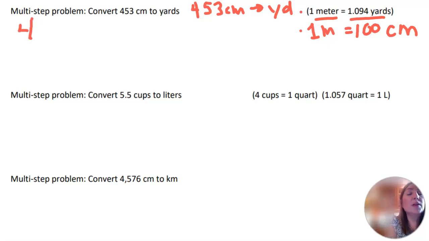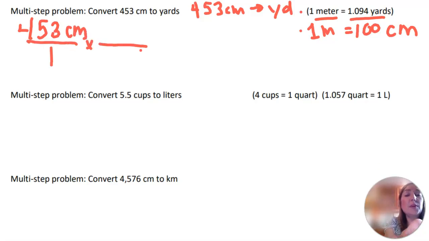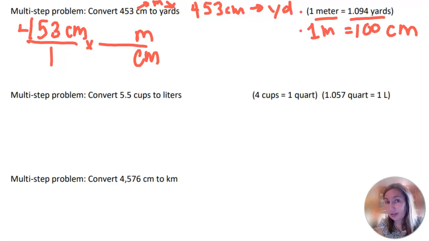Okay, so 453 centimeters over 1. Bring down centimeters. From centimeters, we know how to get to meters. We can't go straight to yards. What we're going to do is do centimeters to meters, meters to yards. We're going through meters, essentially. Centimeters to meters, meters to yards.